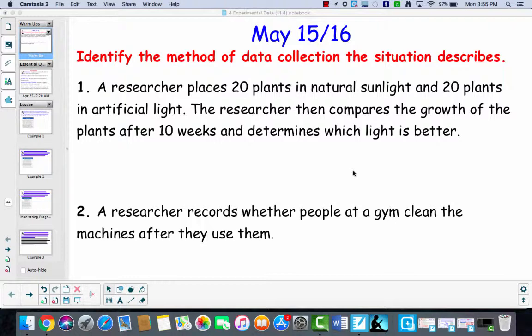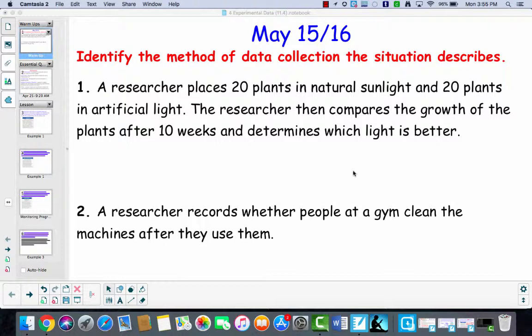So a researcher places 20 plants in natural sunlight and 20 plants in artificial light. The researcher then compares the growth of the plants after 10 weeks and determines which light is better. Which type of data collection is this? Right, it's experiment. Changes one thing about how much light they get, and that makes it an experiment.